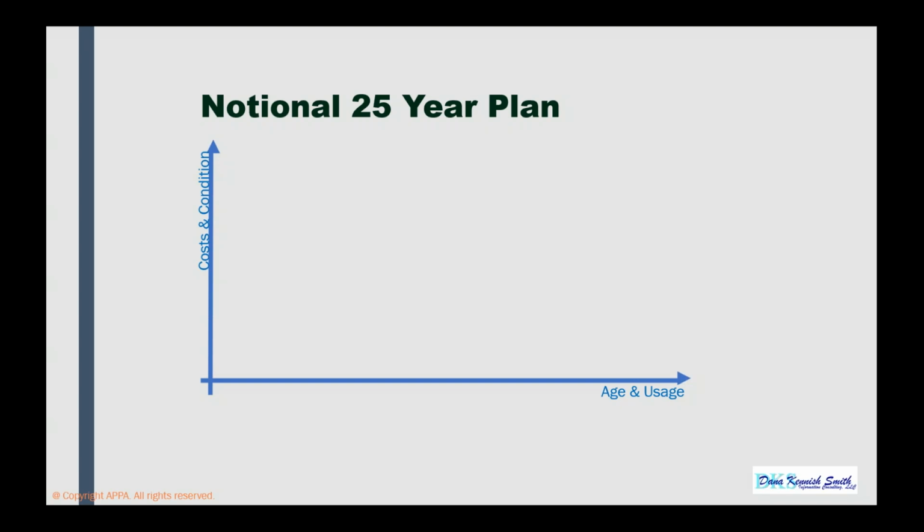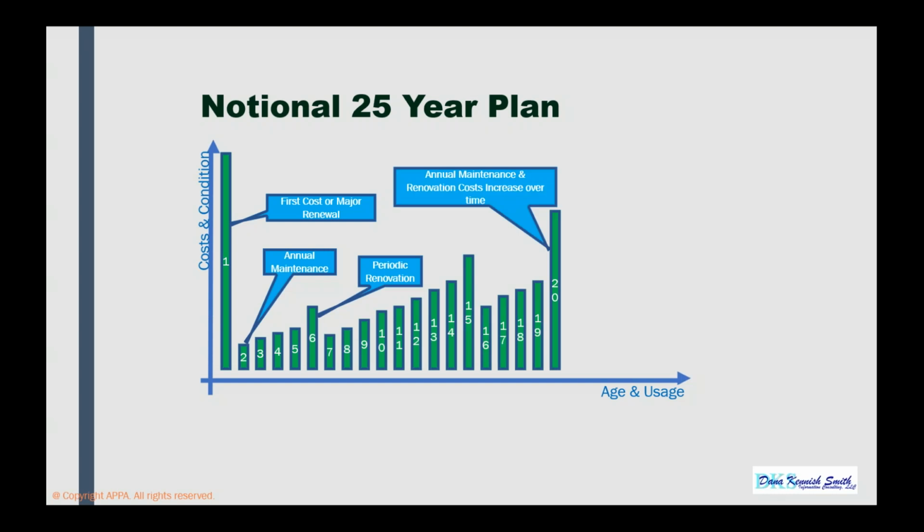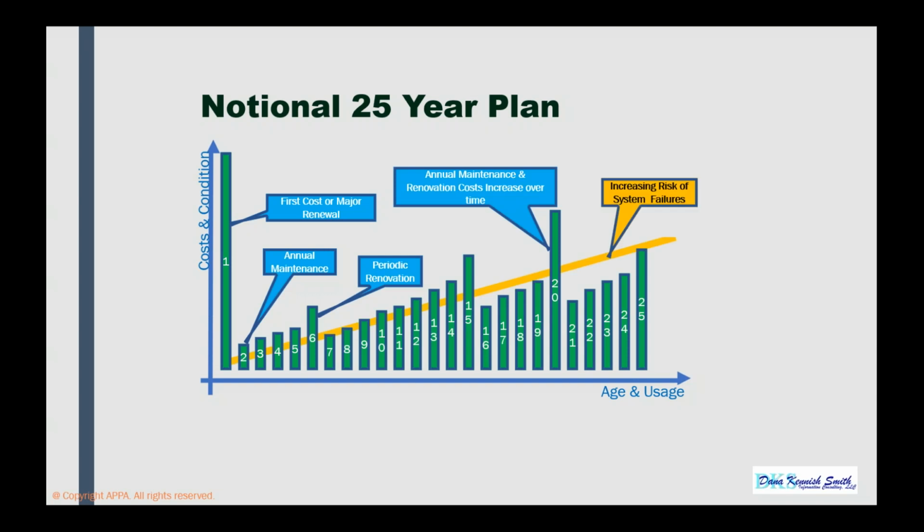So a simple example of a long-term plan is a notional 25-year plan. You would add in your first cost, your major renewal, and your annual maintenance cost, to include that jump up for your periodic renovation costs. That would continue on until your annual maintenance costs increase because of inflation or other factors. You can also add a risk value, showing that the system increases in risk as it gets older, and your FCI value, how that fluctuates with replacing, renewing, or repairing throughout. It's a simple approach that can be used for a single asset or an entire portfolio.